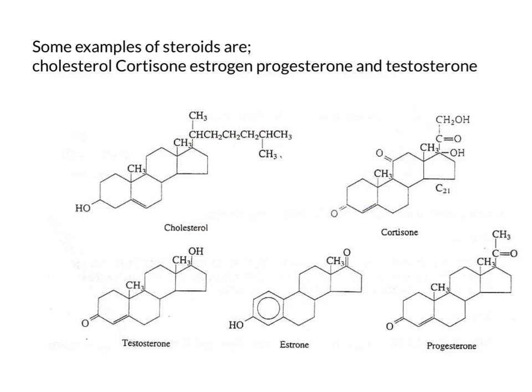So some common examples of steroids are cholesterol, cortisone, estrogen, progesterone, and testosterone. See if you can spot the steroid nucleus in each of these. Some of them may look a little bit different, so they may have double bonds in them, but they still have the overall shape of the steroid nucleus.